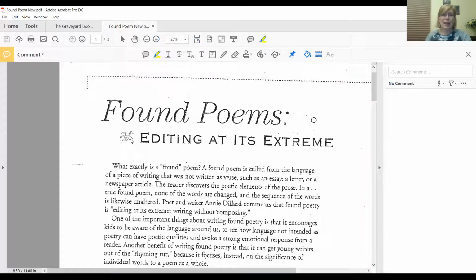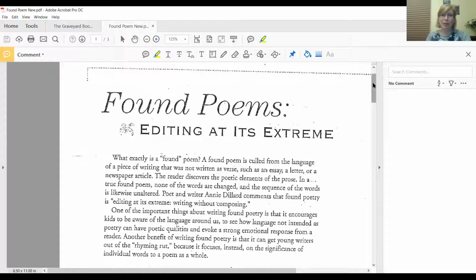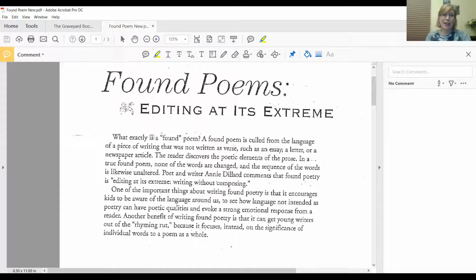This note sheet is on Canvas, so you can check it out and read over it a little bit more on your own. But let's go over it together. What exactly is a found poem?